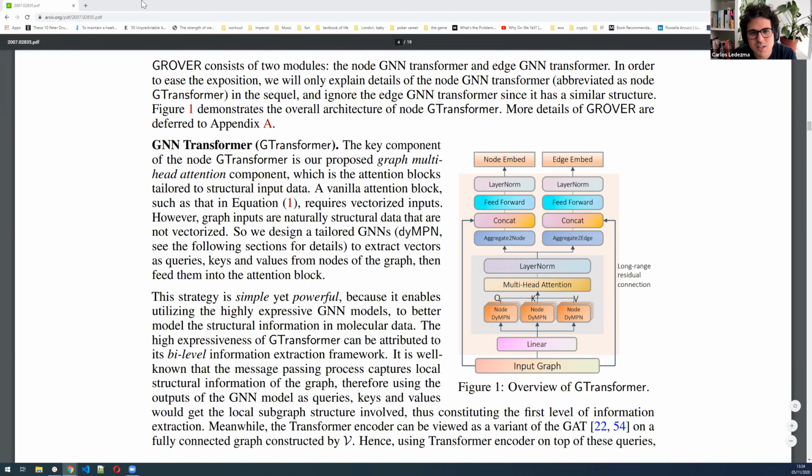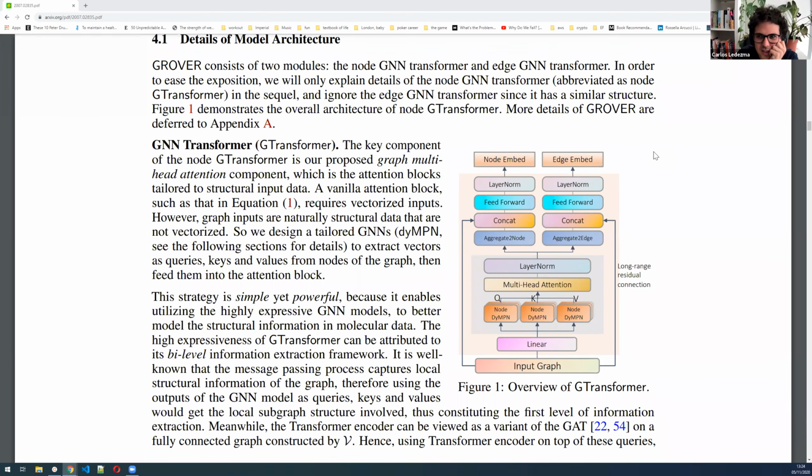Sure. I have one last comment, but it doesn't relate necessarily to this paper, which is I find it funny that people are sort of forgetting the decoder part of the transformer. Oh, there was no decoder here. It was only the encoder. Yeah, indeed. There is no decoder here.